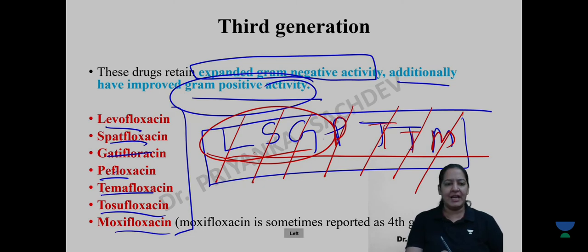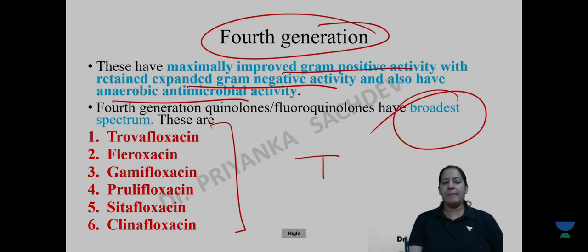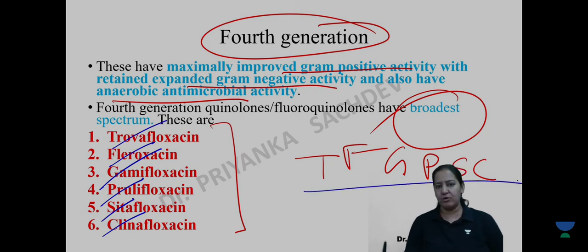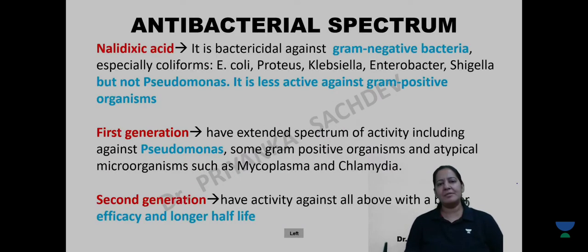Trovaflox, there also there were two Ts, but one was Tema and one was Tosu. Here it is Trovaflox, Fleroflox, Gamiflox, Pruliflox, Sitaflox, and Clina. So what are the drugs? Clinaflox, Sitaflox, Pruliflox, Gamiflox, Flerusacin, and Trovaflox. So these are the drugs you have to learn. That is the fourth generation. Give me a thumbs up if you got it.